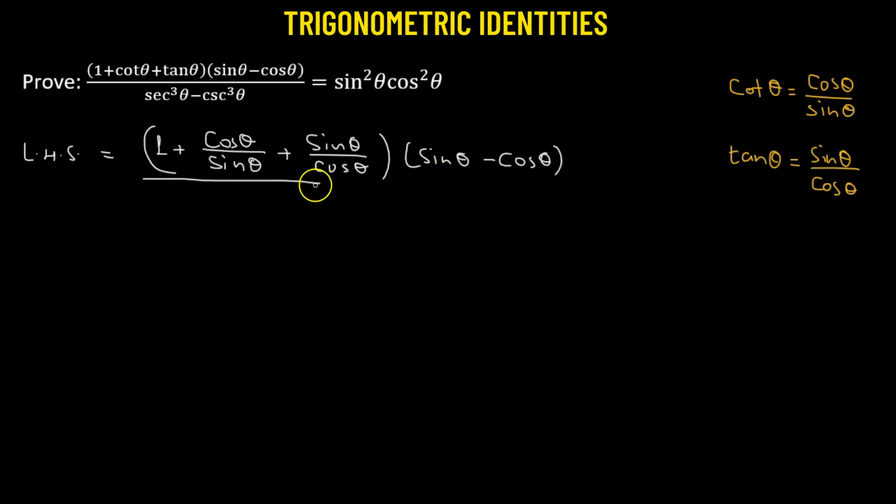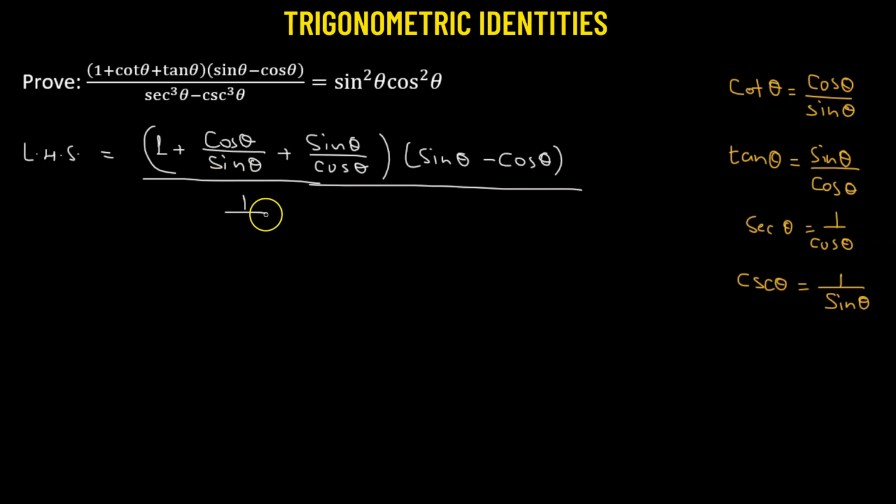Whole divided by, now in the denominator, we have secant cube theta minus cosecant cube theta. Our secant function, that is the reciprocal of the cosine function. So that means secant of theta is 1 over cosine theta. And cosecant of theta is the reciprocal of the sine function. So we have 1 over sine theta. Now we have secant cubed theta. So that means it will give us 1 over cosine cubed theta minus 1 over sine cubed theta.